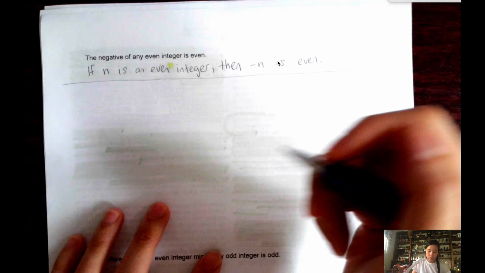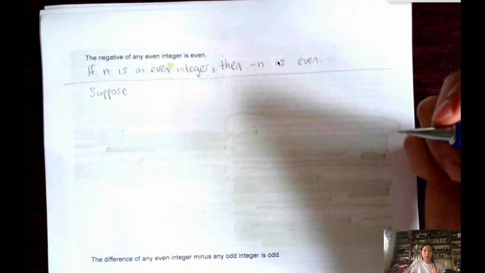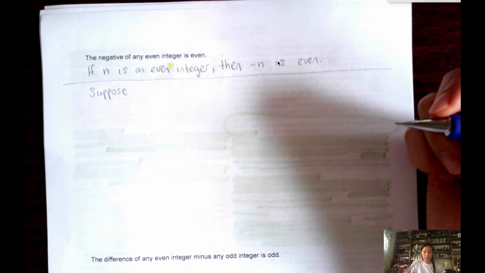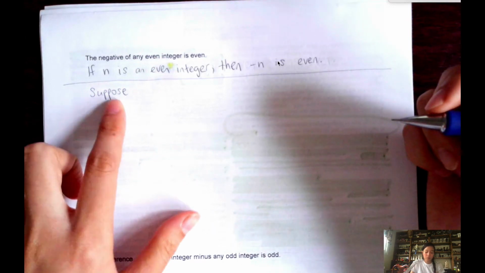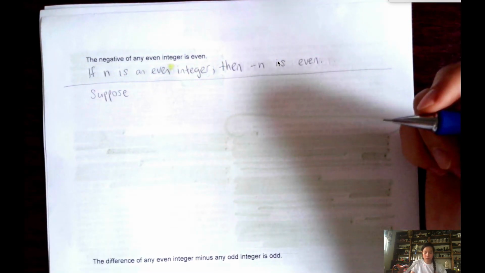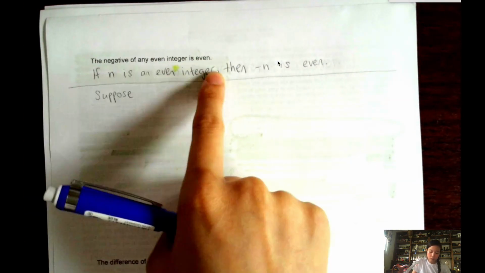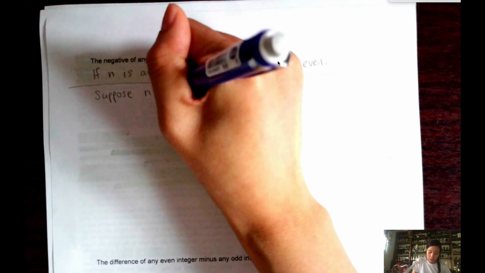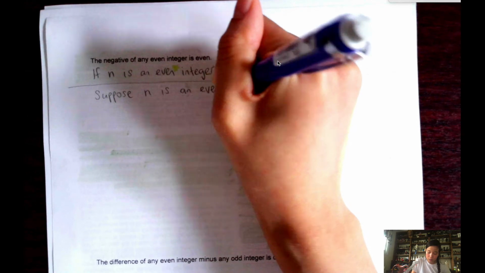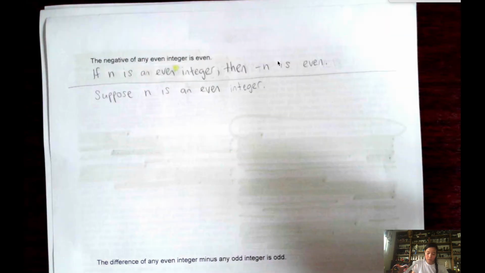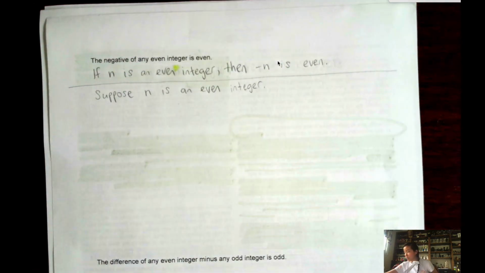What we want to do now is first write the word suppose or something similar to that. Writing proofs is an art, so there are many ways to write a proof. You don't have to use the word suppose. I just like using it and it works. So suppose, and then you write the if part of the if-then statement. Suppose n is an even integer. Then we want to address all of the definitions that need to be clarified.